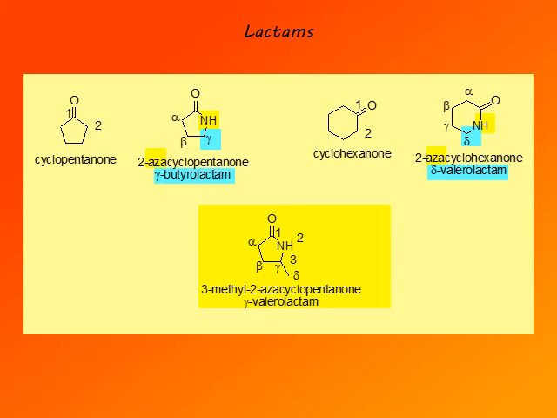According to systematic nomenclature, this compound is 3-methyl 2-aza 1-cyclopentanone. Cyclopentanone because there are 5 carbons in the ring. On carbon 1 there is a carbonyl group, of course you don't indicate number 1. On atom 2 there is the aza group, the nitrogen with H. And then on carbon 3 there is a methyl group, so the name is 3-methyl 2-aza cyclopentanone.